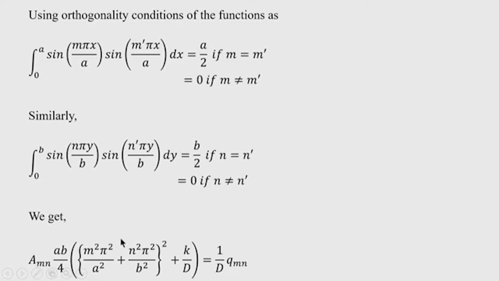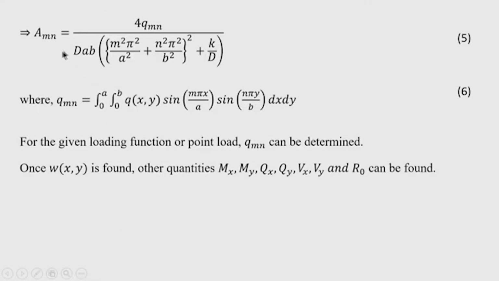So, now one can get the value of A_mn. So, A_mn is 4 Q_mn over D ab, where D is the flexural rigidity, and a and b are the dimensions of the plate, times a term which contains the harmonic numbers m and n and also the dimensions of the plate a and b, squared, plus k by D, where k is also a positive quantity, and D is also a positive quantity. So, this term inside the bracket is always positive.